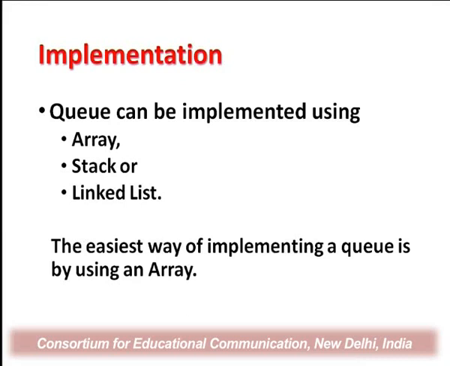Implementation wise, a queue, like a stack, can be implemented using an array or using a linked list, and the interesting thing here is that a queue can be implemented using two stacks also. So, there are three common ways through which a queue can be implemented. One is array, another one is linked list, and the third is using multiple stacks, or two stacks we can say.